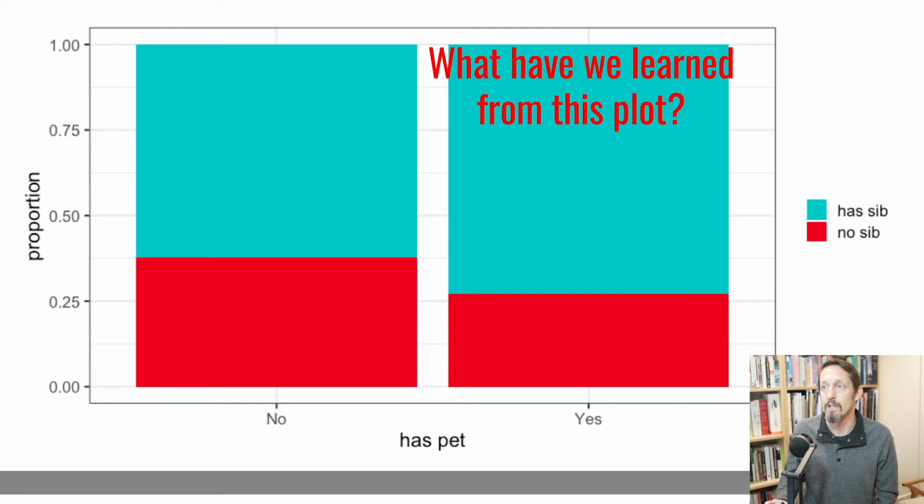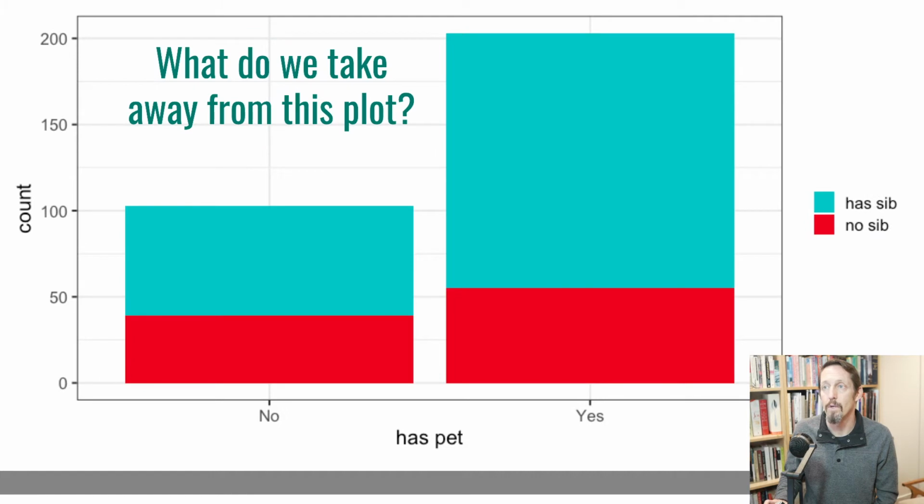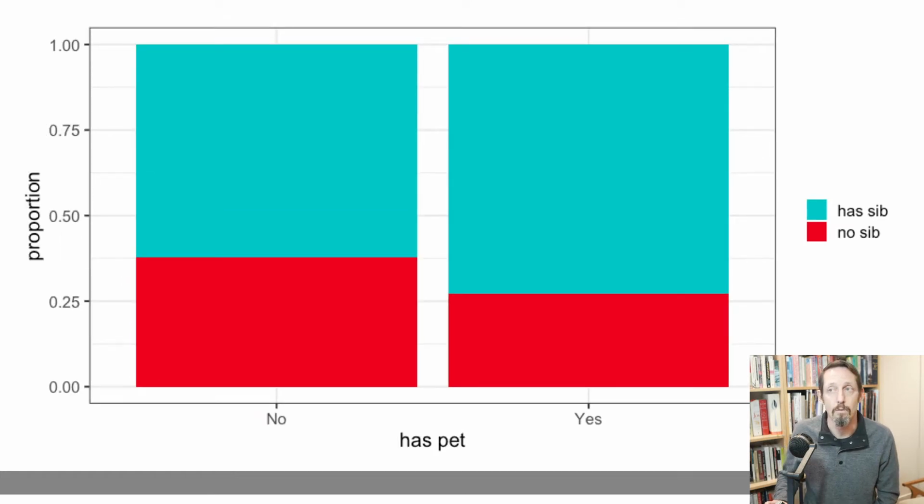So we have a raw number. Let me go back, actually. I skipped over telling you something. Okay? We have a raw number here. There are 100 people that have no pet and 200 people that have pets. Okay? But we don't care about raw numbers. What we care about is, of those 100 people that don't have pets, what proportion of them have or don't have siblings? Okay? So we turned what was a count into a proportion or a percentage.